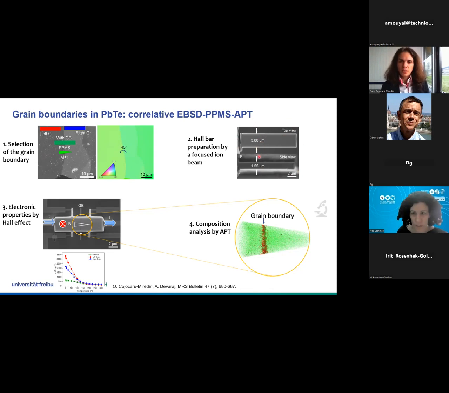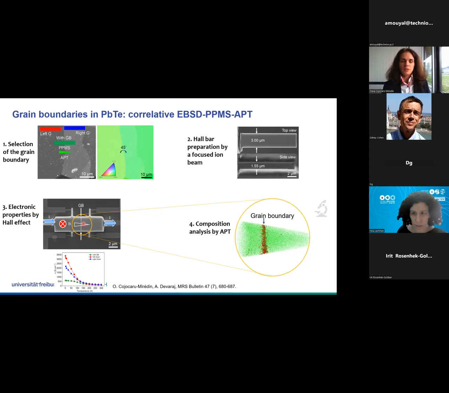We take this lamella and mount it on a Hall bar setup or chip that contains many gold contacts, and we make a contact between our lamella and the gold contacts. We have here 4 contacts, and the grain boundary is here in the middle, and we apply a current to it. We can even apply a magnetic field, and with that we can determine the electronic properties. This is typically how a Hall setup works. So we can determine the electronic conductivity, the mobility, and the charge carrier concentrations.